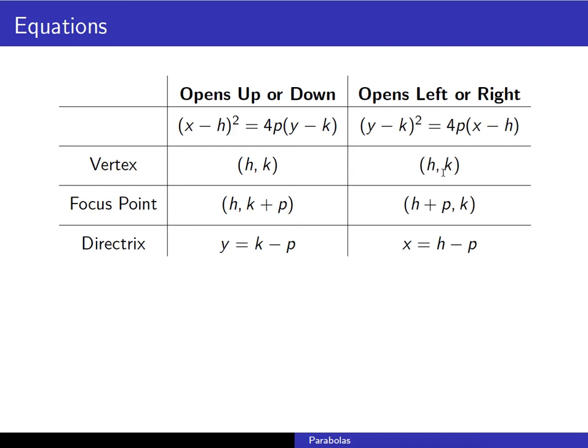The vertex is still h and k. So again, the h is always associated with the x. The k is always associated with the y. Even here, h is associated with x, k is associated with y. This time our focus point is going to be adding our value of p to the x coordinate of our vertex, and the directrix line is going to be subtracting our value of p from the x coordinate of our vertex. And again, if p is positive, our parabola is going to open up to the right. If p is negative, it's going to open up to the left, as we'll see.